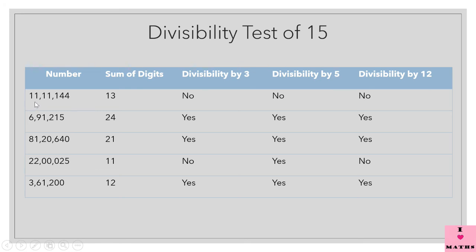First one is 11,11,144. Sum of digits is 13, so it is not divisible by 3. Last digit is 4, so it is not divisible by 5. Obviously, it is not divisible by 15.